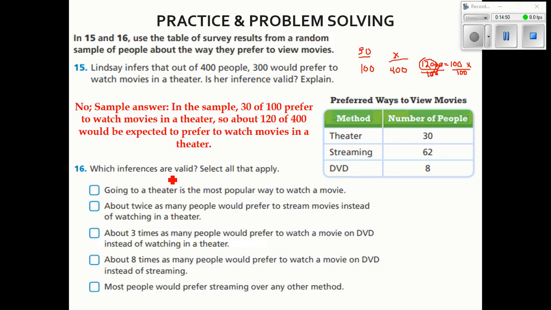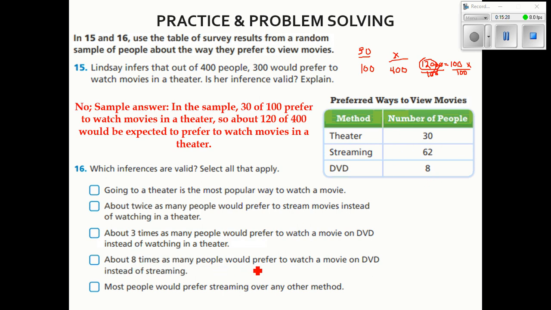Which inferences are valid? Select all that apply. Going to a theater is the most popular way to watch a movie. Not sure about that. About twice as many people would prefer to stream instead of watching in a theater. Well, that's true. 62 is about twice as many as 30. About 3 times as many people would prefer to watch a movie on DVD instead of watching it in a theater. No, actually, that's about the opposite. 1/3 of the people would like that.